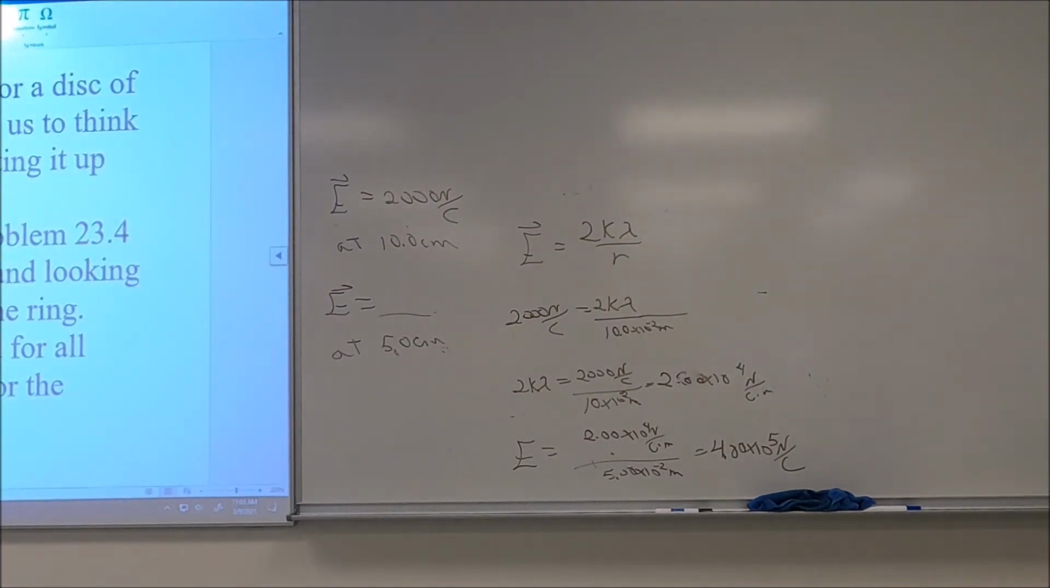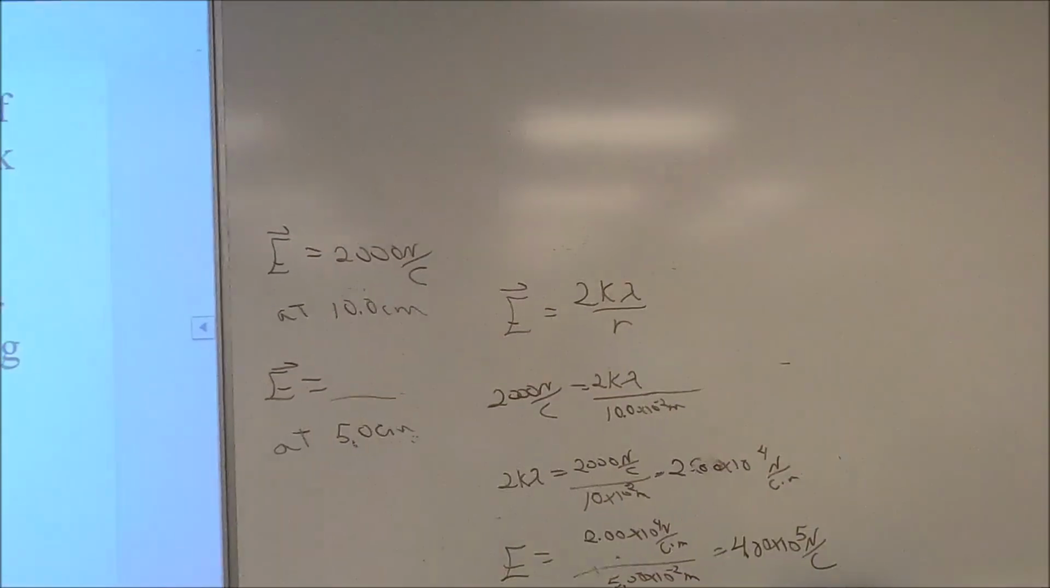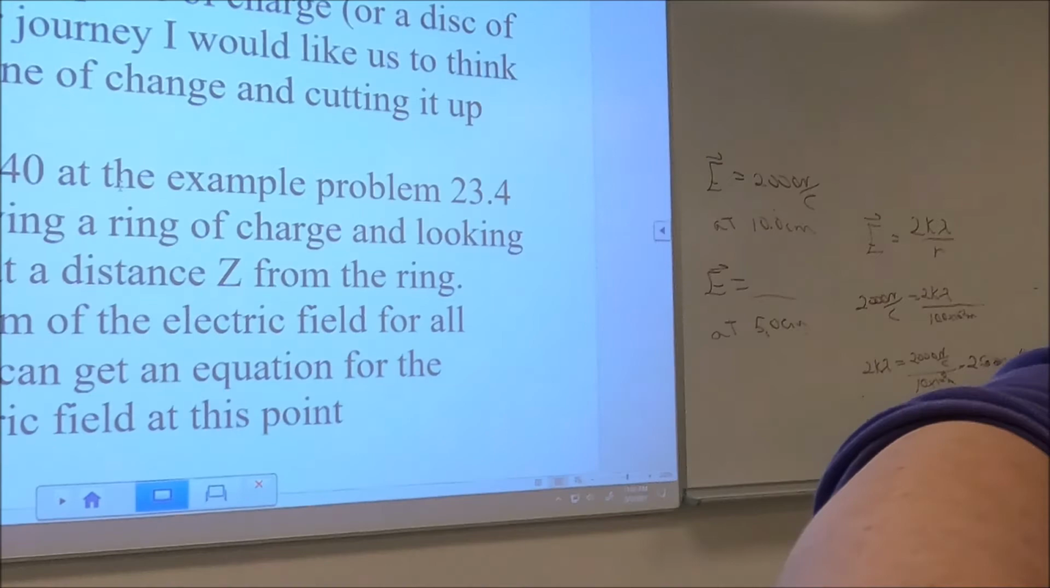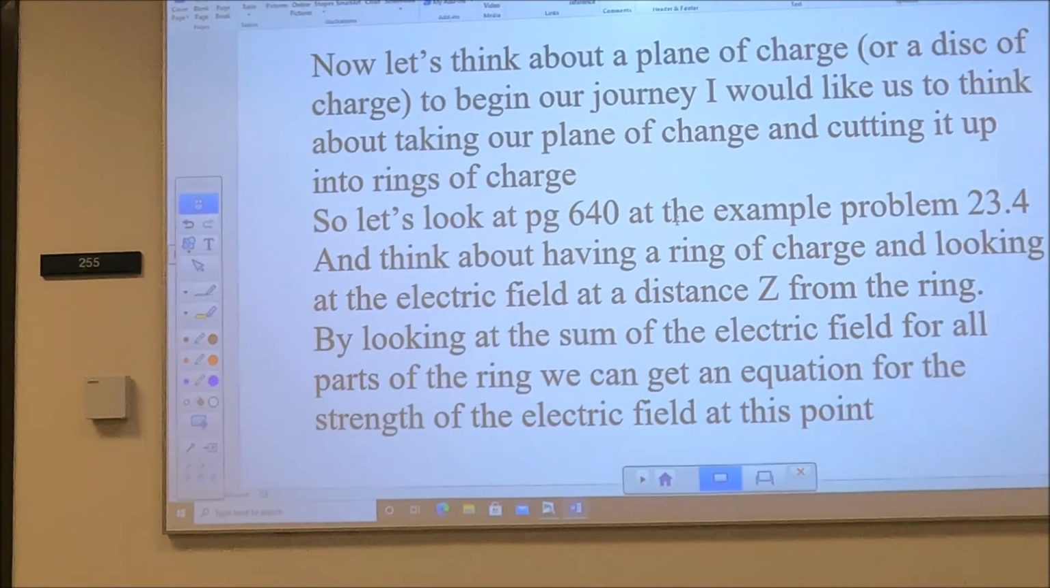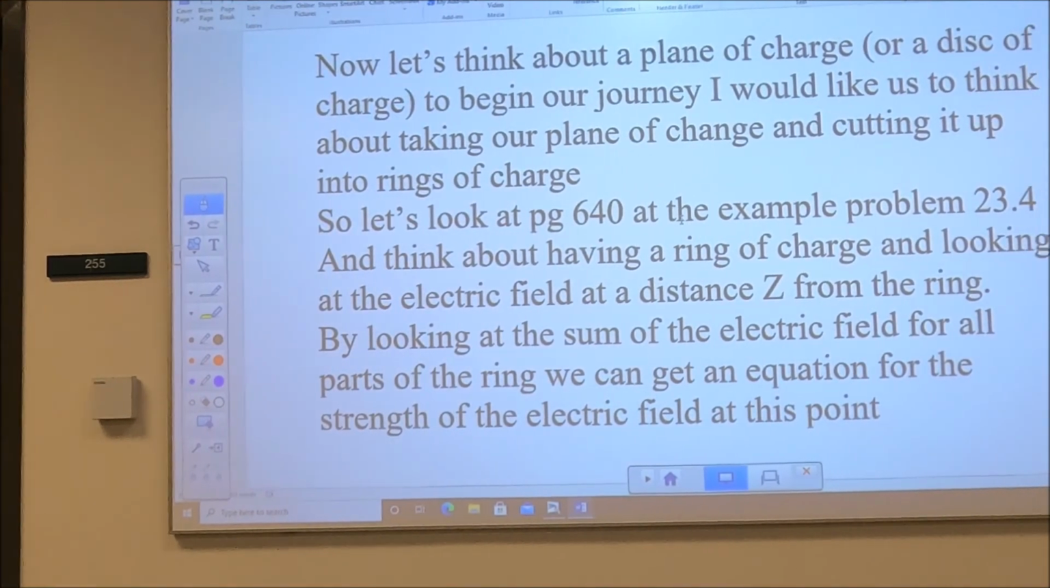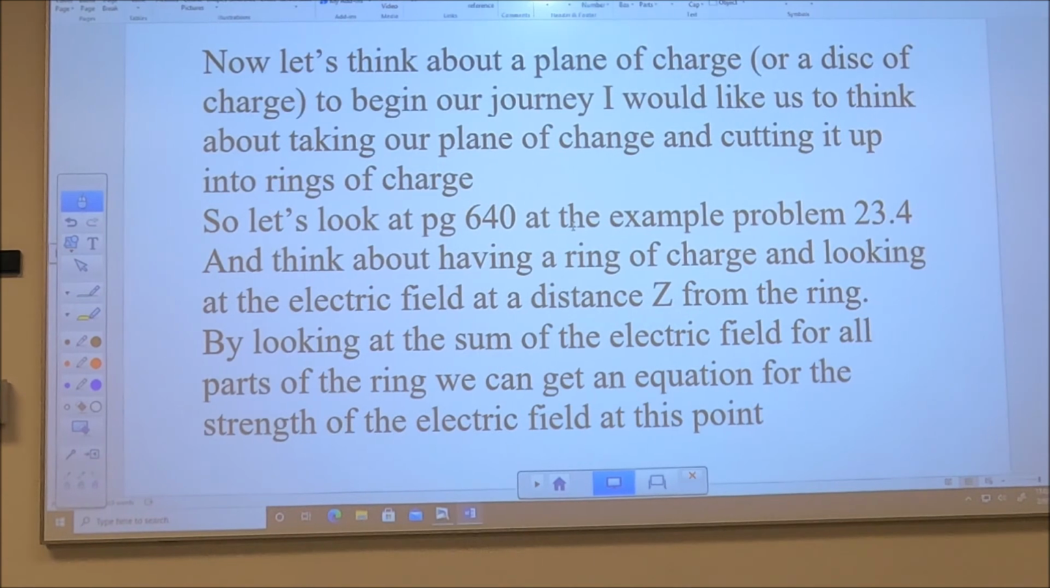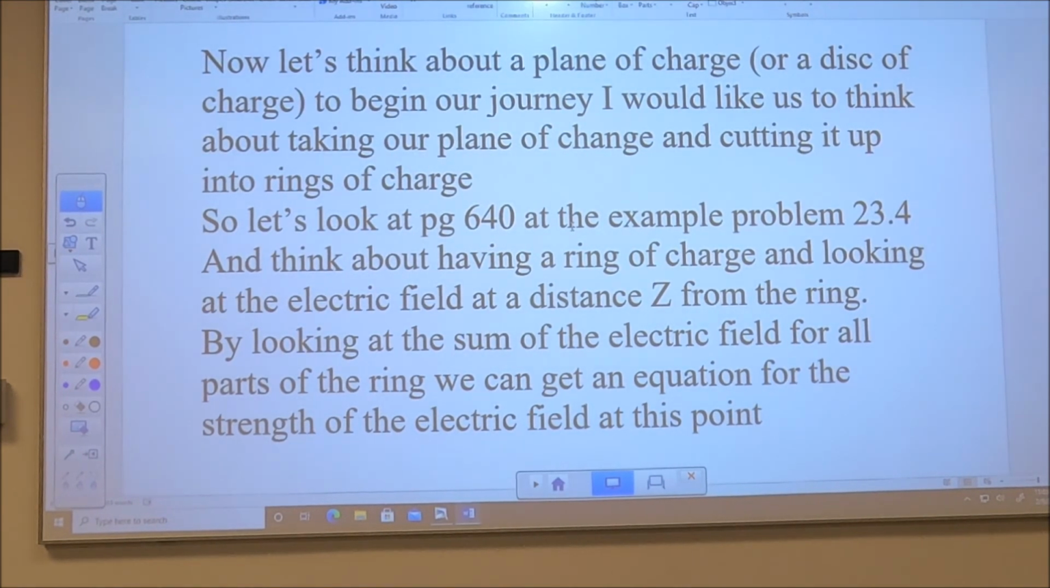Okay, guys. Now our next charge distribution up to bat is a plane of charge or a disk of charge. To begin our journey, I'd like us to think about taking our plane of charge and cutting it up into rings of charge. Okay, we're going to look at page 640 as an example problem. We're going to look at example problem 23.4 and think about having rings of charge and looking at the electric field at a distance z from the ring.